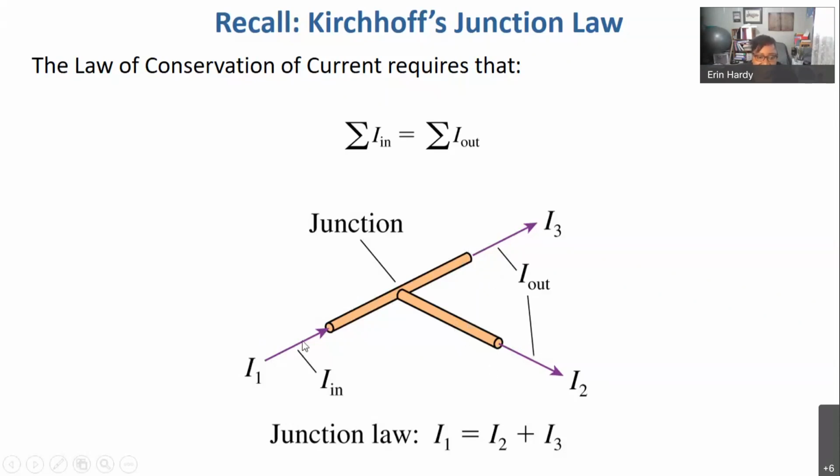So for this case here, we just have some generic currents, I1, I2, and I3. So I1 has got to be equal to the sum of I2 and I3. And there's no reason that Pearson couldn't have named these currents differently. And I should say this junction law statement here is something that you will have to build every time you look at a circuit.